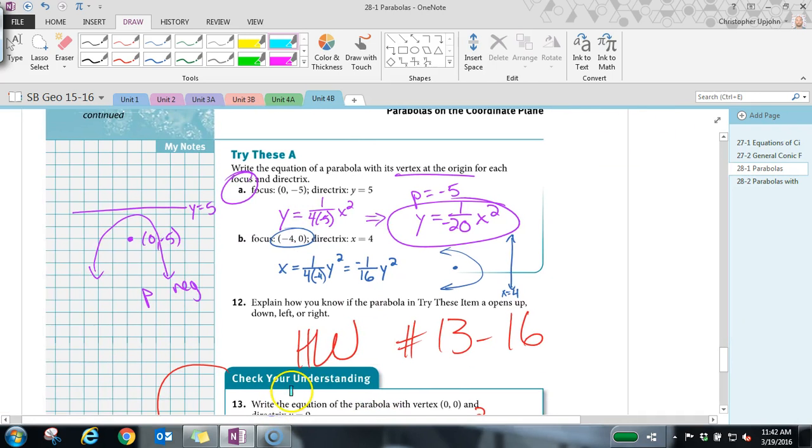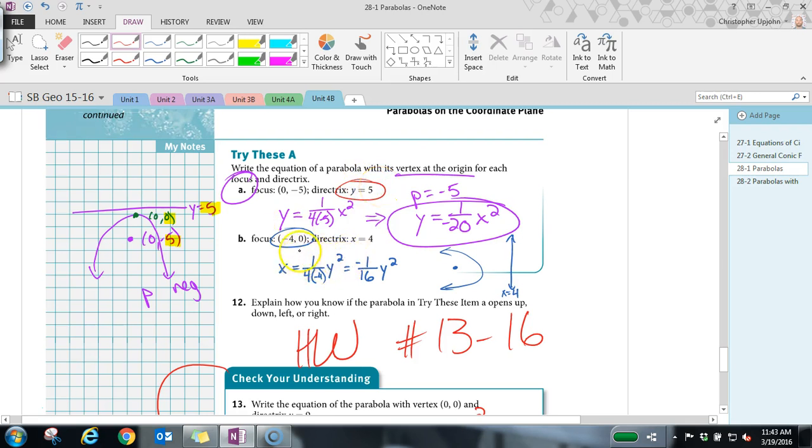We have some more examples here. Focus at 0, negative 5. Directrix at y equals 5. So y equals 5 is a horizontal line. Our focus is 0, negative 5. And our vertex is 0, 0. So again, we want to find the distance between our y values. The distance between 5 and 0 is 5, and 0 and negative 5 is 5. And because our parabola is opening down, p is negative 5. So it's y equals 1 over negative 20 x squared. And again, y equals because our directrix is y equals.